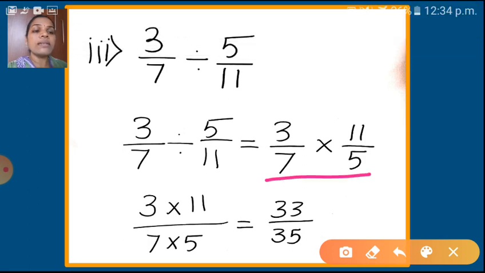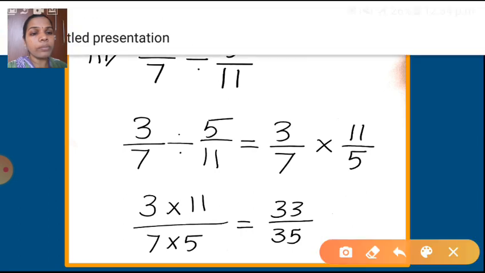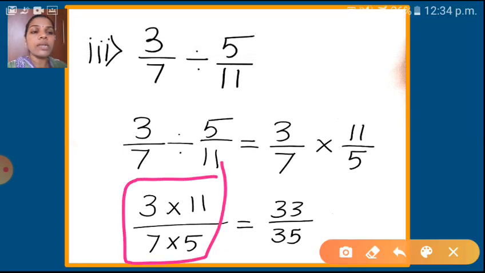Next step is 3 upon 7 multiplied by 11 upon 5. Now you have to multiply, that means numerator into numerator upon denominator into denominator. That means 3 into 11 upon 7 into 5. 3 11s are 33 upon 7 5s are 35. Again here you got a proper fraction, 33 upon 35. Understood now?